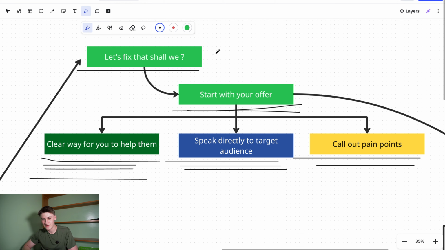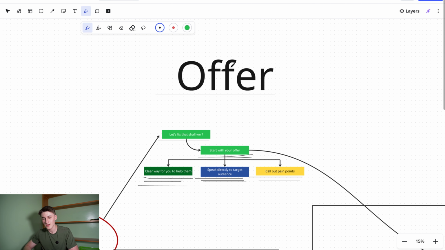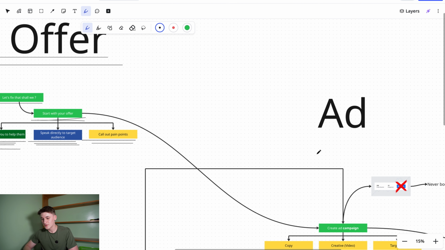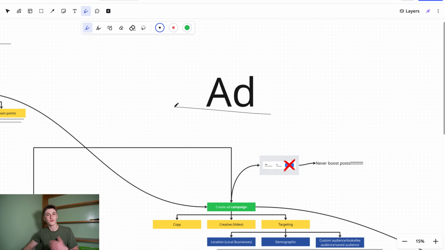Obviously, you can tweak this and adjust it to anything you think is appropriate to your niche, your industry, the place you're trying to work in. But that's the main idea about your offer. So next we're going to move on to the actual ad then. So not just boosting posts, we're going to talk directly about ads.